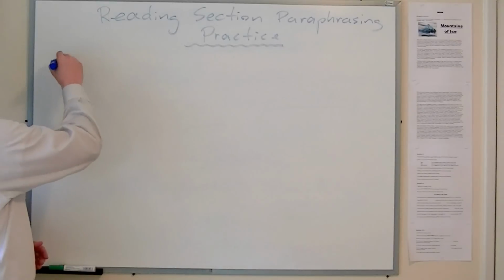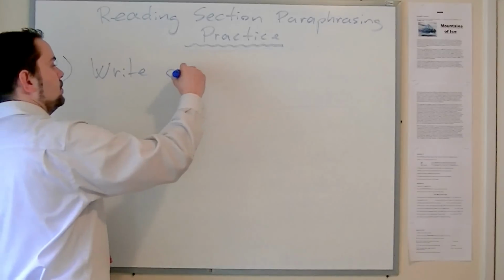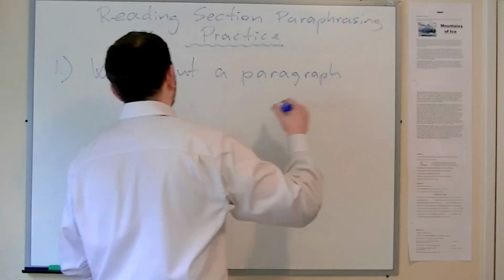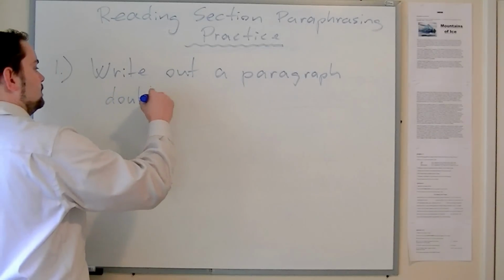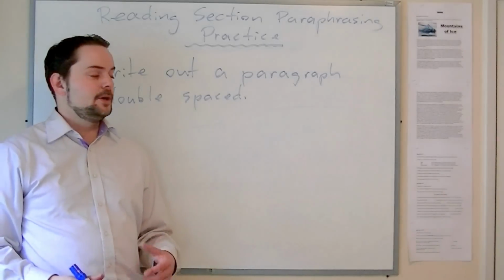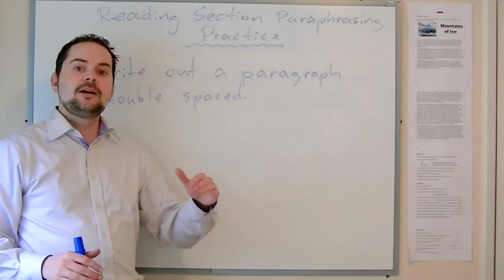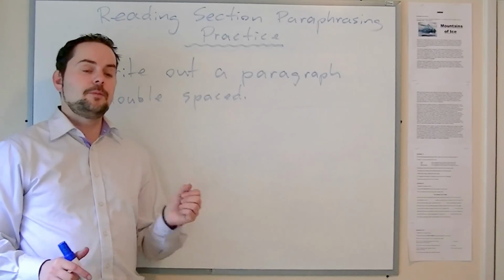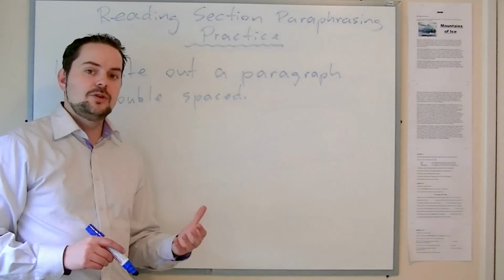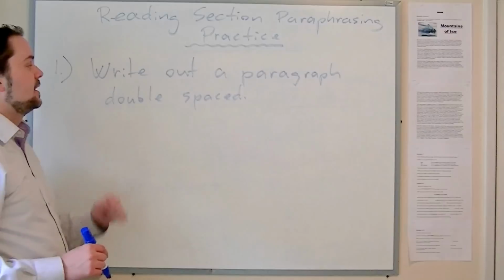Well, number one is write out a paragraph double-spaced. Okay, so first take a blank piece of paper, look at the paragraph in the reading passage, and then write out each sentence in the paragraph, leaving a space between each sentence. That's where your paraphrasing will come. So make sure you write it out. Don't do it on the piece of paper. Write out the original paragraph so you get a feeling for the original paragraph, and then try to paraphrase it. So first write it out, double space.